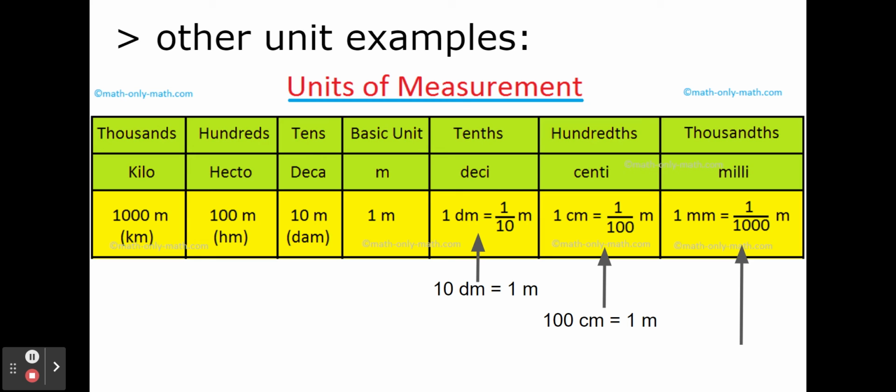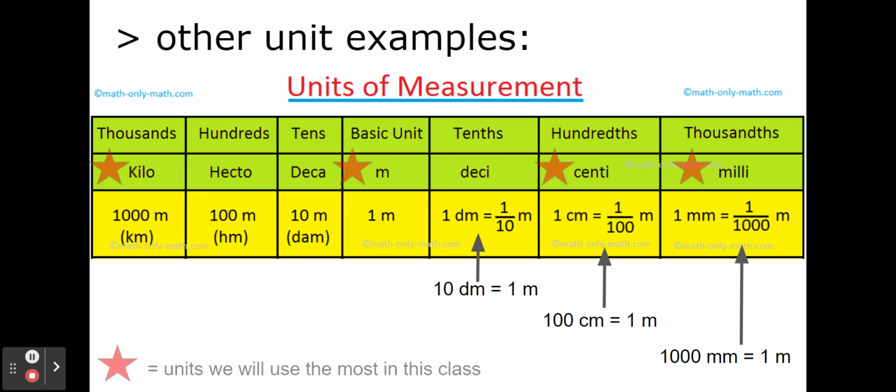And then we have milli. So 1 millimeter is 1/1000th of a meter, or you can think of it as 1,000 millimeters is equal to 1 meter. Now, I do want to point out that there are some of these that you have probably heard of before, and some of them you have not. Some we are going to use more than others. The ones that I put stars by here, kilo, just meter, the base unit, centi, and milli, are the ones that we will probably use the most in this class.